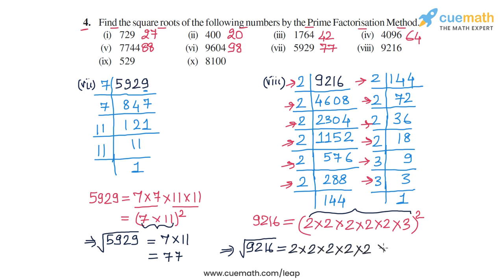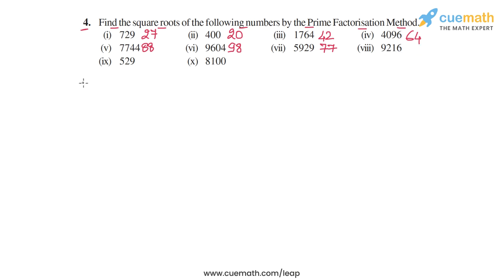So 2 repeated 5 times and then 3. And how much is this equal to? So 2 repeated 5 times is 32. 32 into 3 is 96. So the square root of this number in part 8, 9216, is 96.